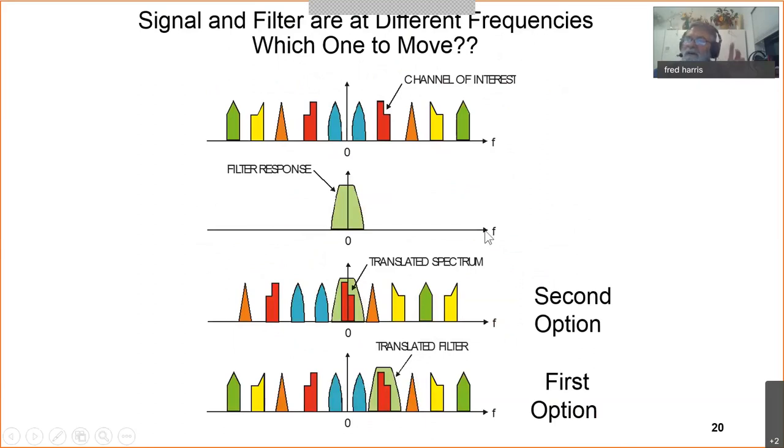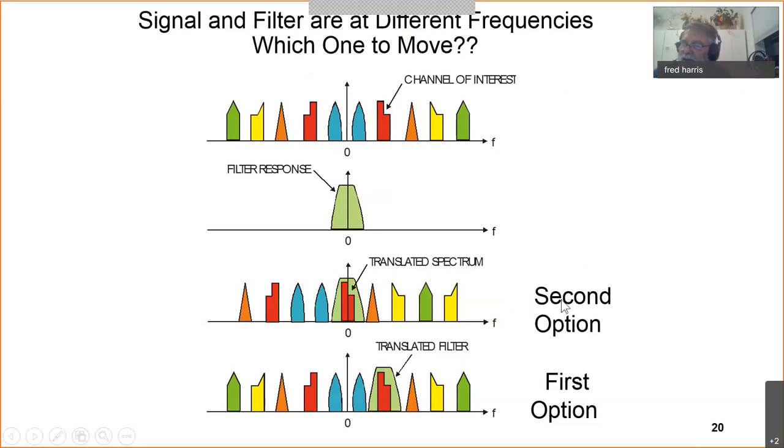Now, this is what we had to face when we started building radios 100 years ago. We have a signal at a known center frequency and a filter which is not aligned with that center frequency. Armstrong came along and said, hey guys, we know how to fix this problem. If the signal isn't where the filter is, move the signal to where the filter is. It's called a heterodyne. Hetero means different, dyne means move. The heterodyne means move signal to filter. That was the second way we started building radios.